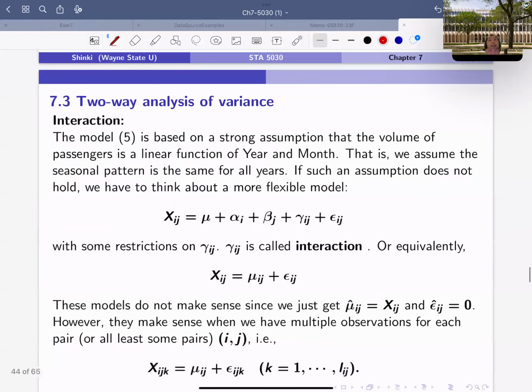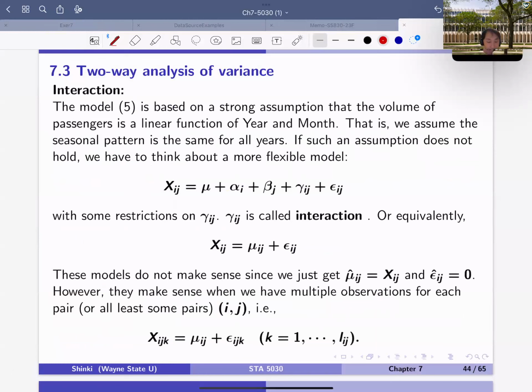Yeah, so the next topic is two-way analysis of variance with interaction. So we have thought about the model, x_ij is equal to mu plus alpha_i plus beta_j plus epsilon_ij. So this is an entirely reasonable model. So the first factor matters for x_ij, and the second factor also matters for x_ij. But not necessarily do the two factors matter as a linear combination, right?